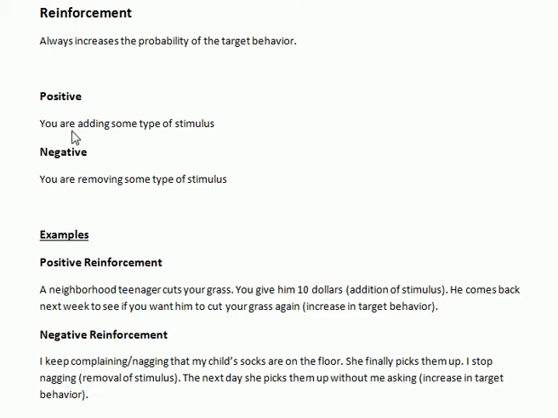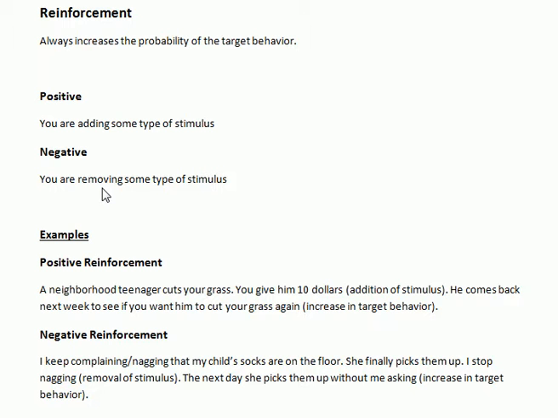Now, when you talk about positive reinforcement, you are talking about adding some type of stimulus to a situation. So putting something in, giving something, that is positive reinforcement. When we talk about negative reinforcement, we're talking about removing some type of stimulus, taking away a stimulus. Now, negative reinforcement is something that we don't think about very often.